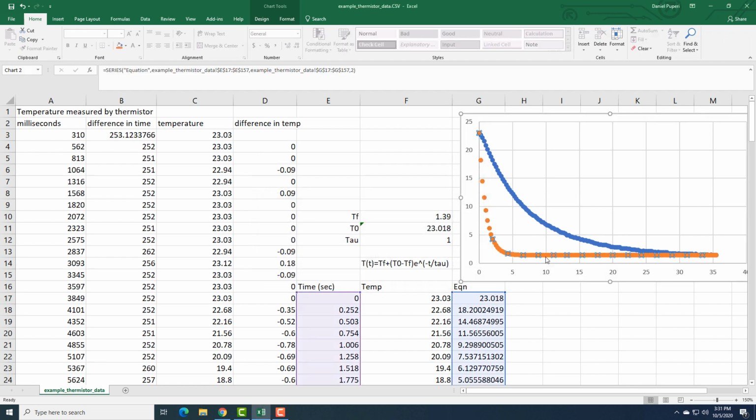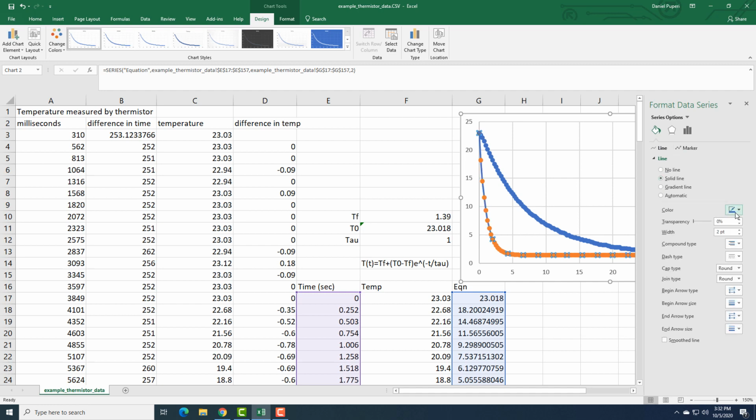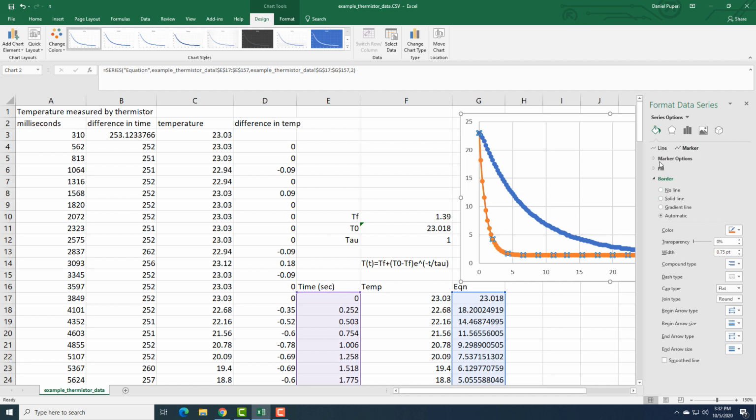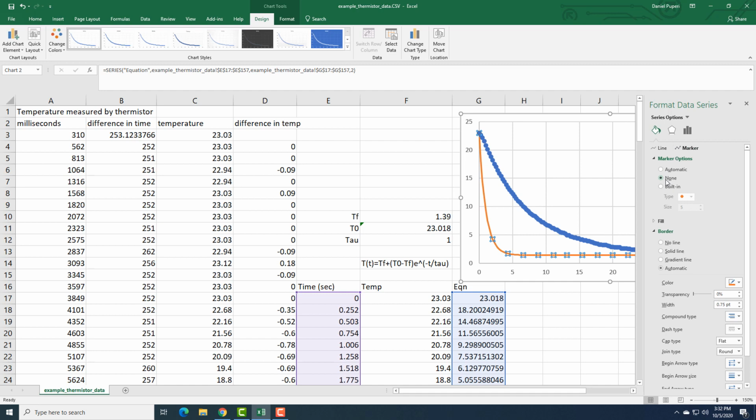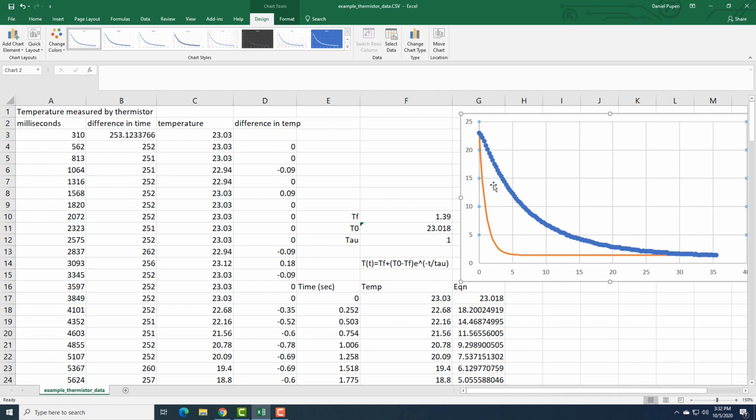I'm going to change this from markers to lines. I'll make that a solid line. I'm going to give it orange. And then markers, I'm going to say no markers. Okay, again, to differentiate the fact that this is an equation, so it's a smooth thing going on, and these are points because it's our data that we've collected.